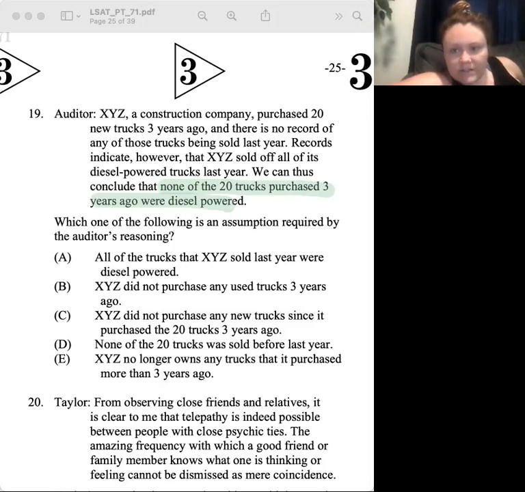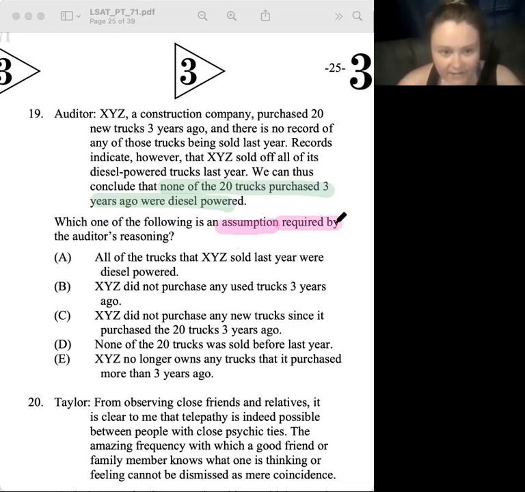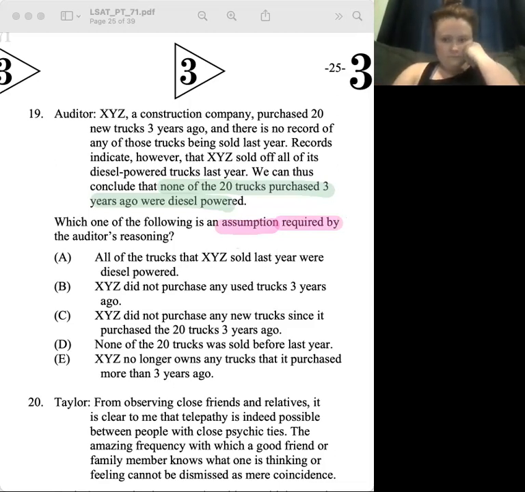All right, what kind of question is this? An assumption question. What kind of assumption? Necessary. Yeah. Required, relies, or depends. Yep. So what is our goal of a necessary assumption question? It's like what's needed in order for a conclusion to have a chance.